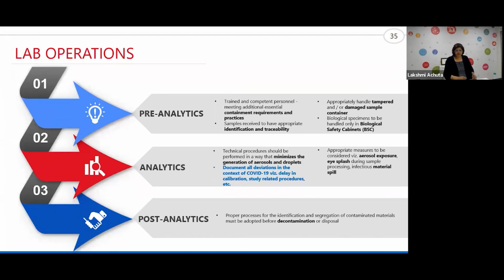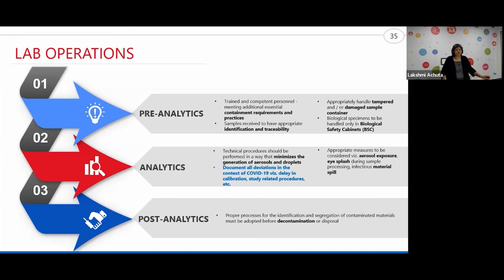Coming further into the nitty-gritty of the lab operations, trained employees need to undergo additional essential containment requirements and practices. The samples received have to be identified and traceable. If the sample does not have any identity, or you're unable to trace it, or you feel it is tampered, or if it is a damaged container, do not touch it. Appropriately handle it in a proper manner as per the norms.